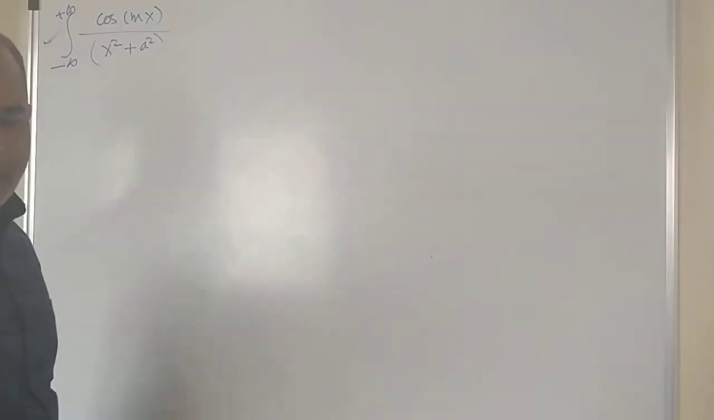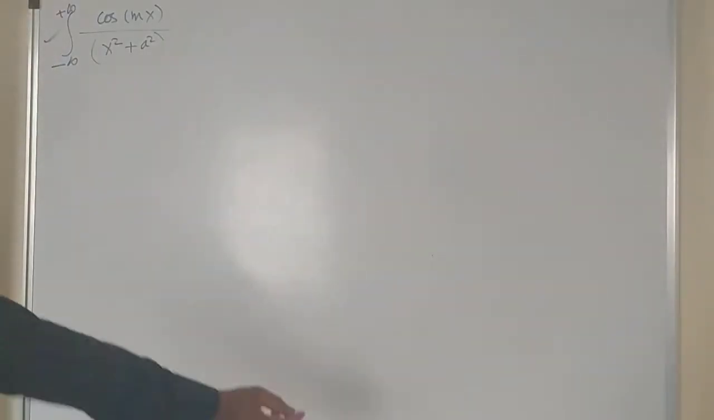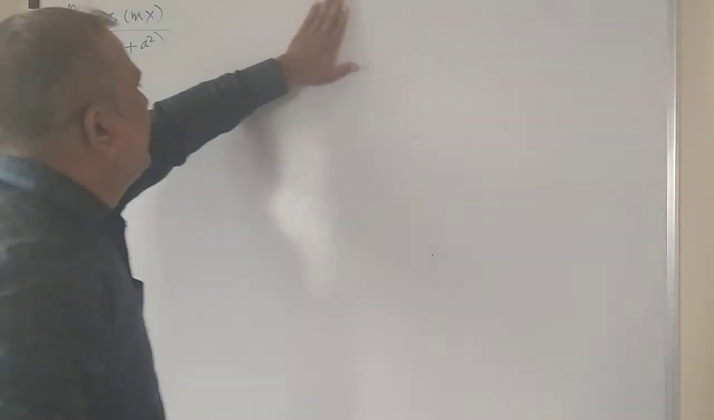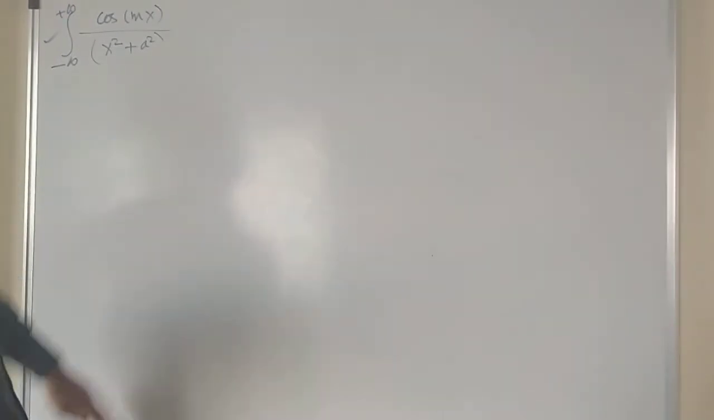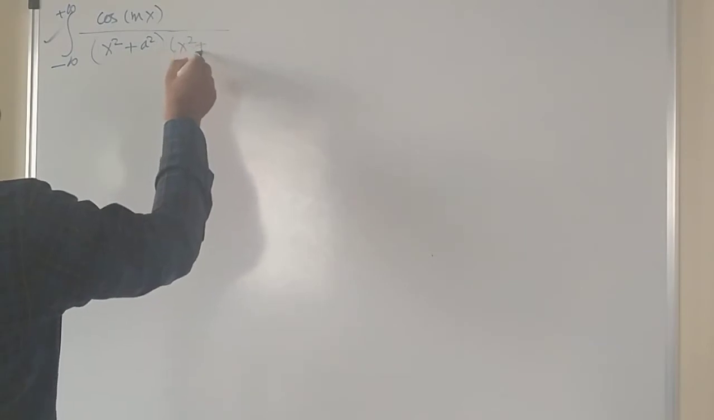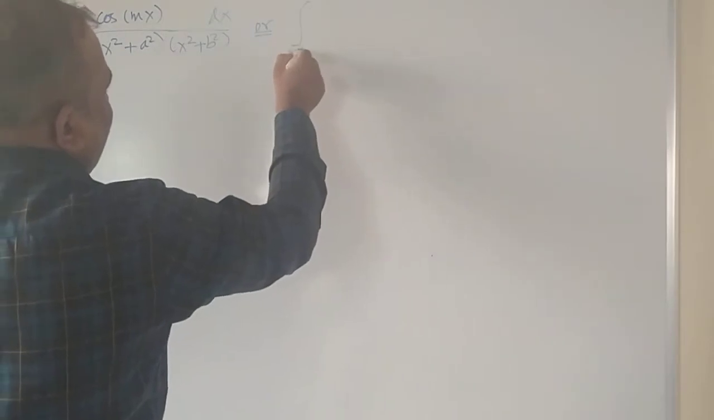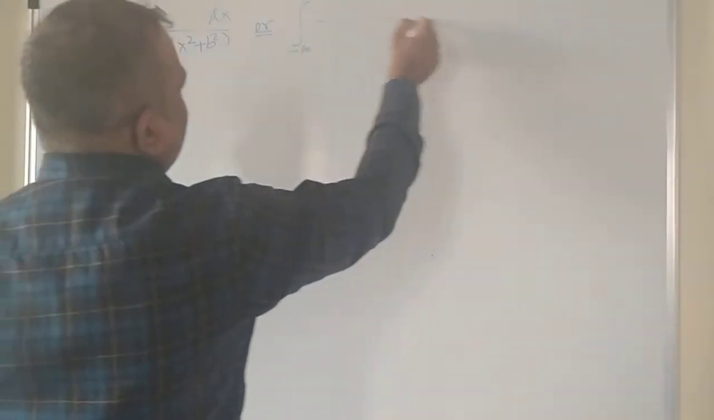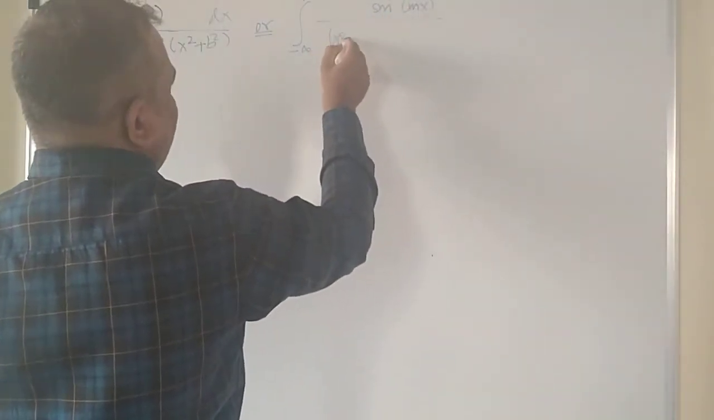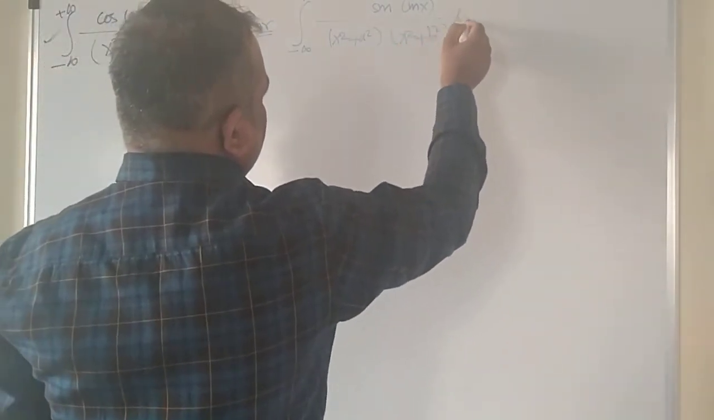Now the next kind of problem is the integral from minus infinity to plus infinity of cos of mx or sin of mx divided by (x square plus a square) into (x square plus b square) dx, or the integral from minus infinity to plus infinity of sin of mx divided by (x square plus a square) into (x square plus b square) into dx.